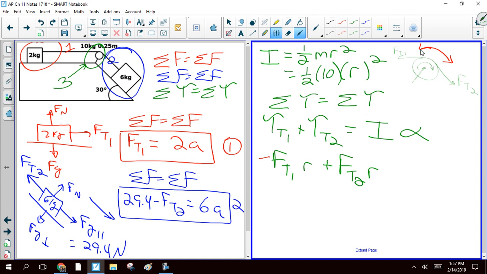The problem is we don't care about alpha, we care about a. So I'm going to replace I with 1/2 times 10 times R squared, and my alpha I'm going to write as a over R. Oh, my R's are actually going to cancel here. Neat, I didn't even realize this when I started this example, because the first time I actually plugged in the radii. So this is a good argument for not plugging in your numbers until the end.